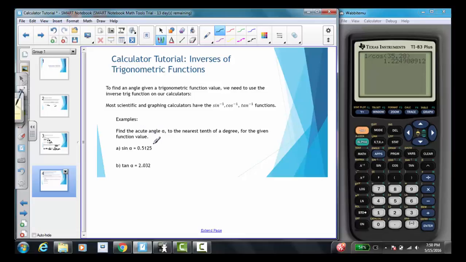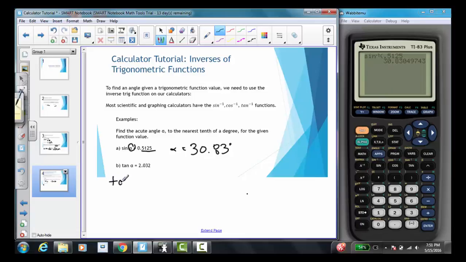So if we want to find the angle, so this time we're solving for alpha, and we're given what it equals. We're going to have to use the inverse trig function in order to obtain that angle. So we're searching for alpha. So here I have sine. So I need to take the inverse of sine 0.5125. All right, so that gives me alpha equals 30.83 degrees.